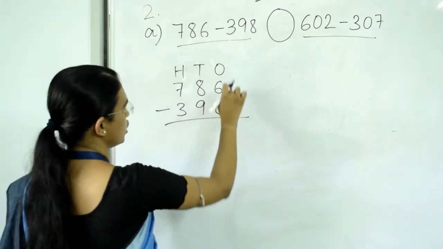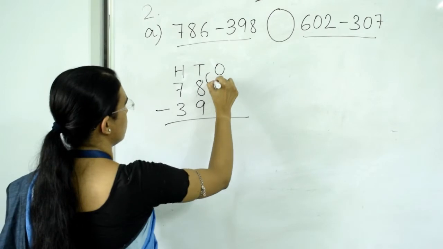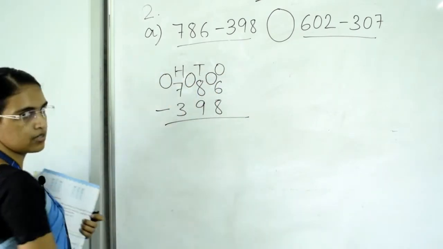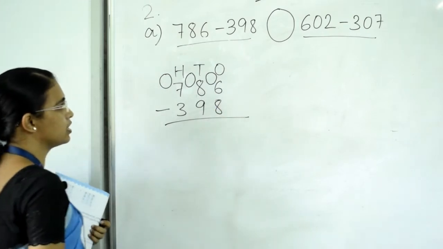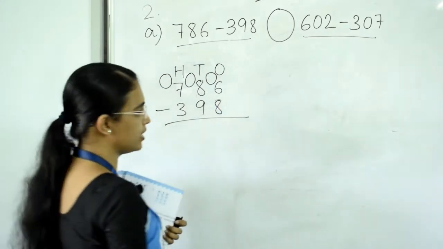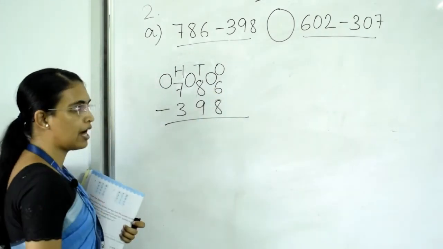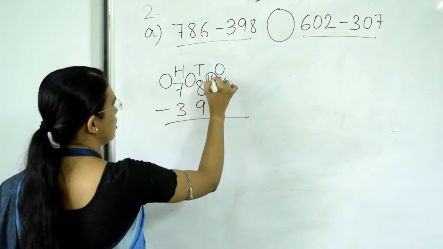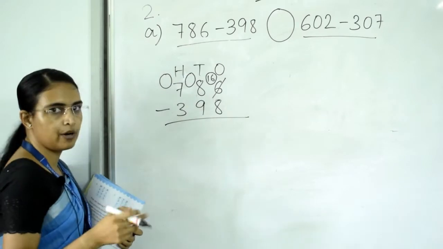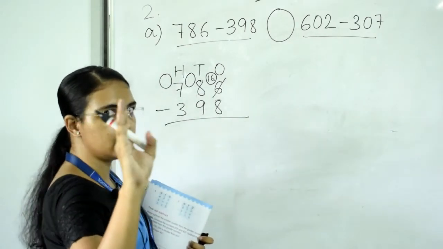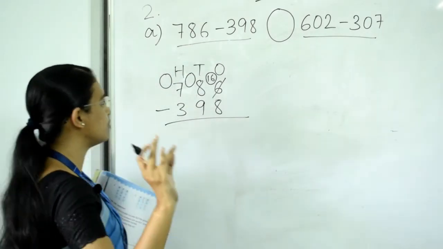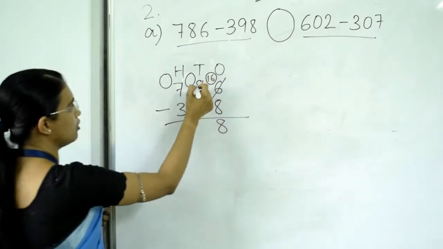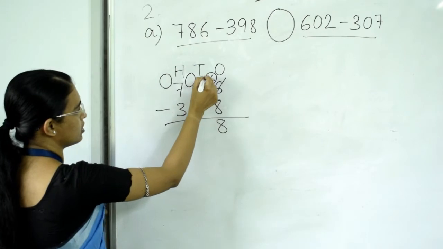Now we have to check the ones place. Here in the ones place, at the top we have 6 and at the bottom we have 8. So 8 is bigger than 6, so we have to take a carry. When you take a carry, 6 becomes 16. Now subtract 8 from 16. After 8, 9, 10, 11, 12, 13, 14, 15, 16. So the answer is 8. Now this carry we have to subtract with this 8.